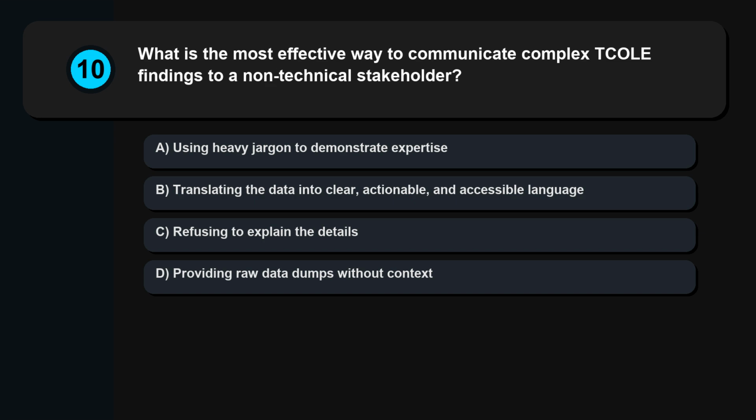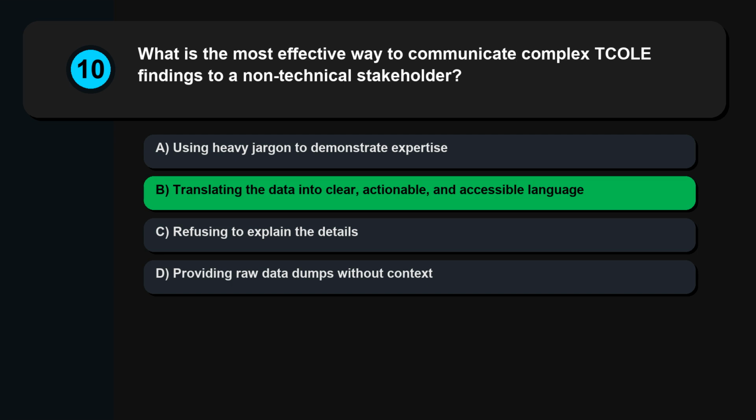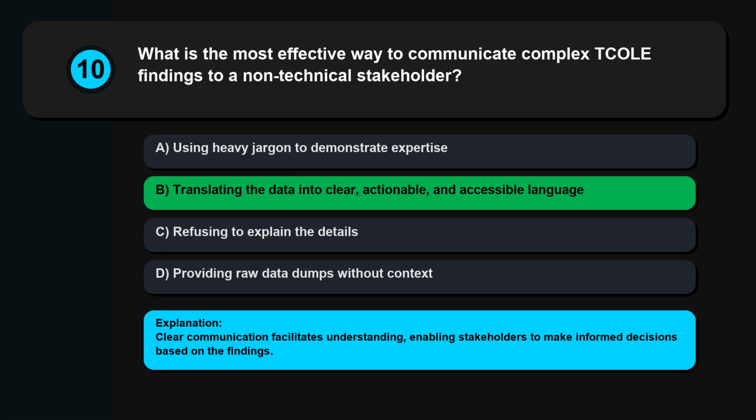Question 10. What is the most effective way to communicate complex TCOLE findings to a non-technical stakeholder? Using heavy jargon to demonstrate expertise, translating the data into clear, actionable, and accessible language, refusing to explain the details, providing raw data dumps without context. Clear communication facilitates understanding, enabling stakeholders to make informed decisions based on the findings.